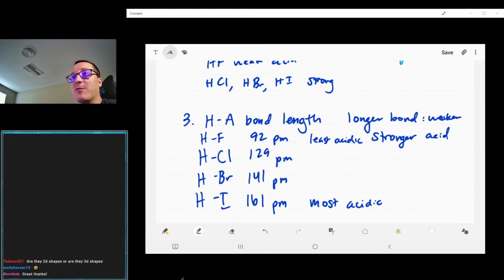So that's going to be the third factor we're looking at with all this stuff. And this contributes to the polarizability a bit as well. It's a similar idea. The larger your atom is, the more polarizable it is. But it's also going to mean you have a longer HA bond length, and therefore a weaker HA bond. Alrighty. Any questions on those ones?